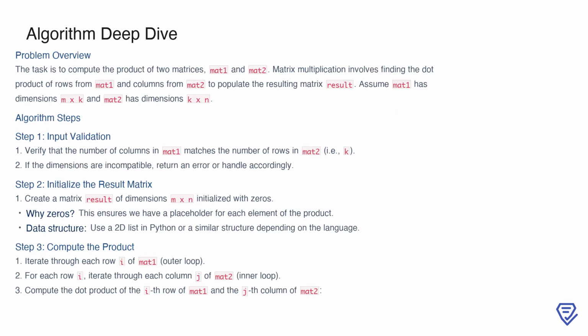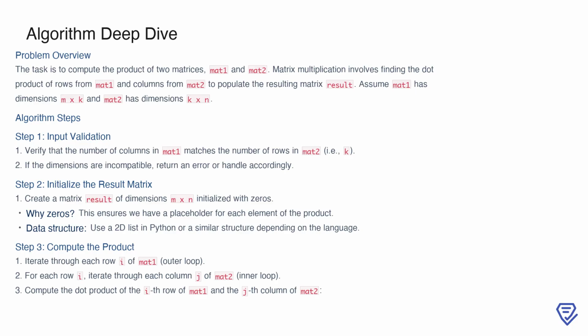In this problem, we aim to compute the product of two matrices, mat1 and mat2. The process of matrix multiplication involves taking the dot product of each row from mat1 with each column from mat2 to populate the resulting matrix, which we'll call result. Let's assume mat1 has dimensions m x k, and mat2 has dimensions k x n.